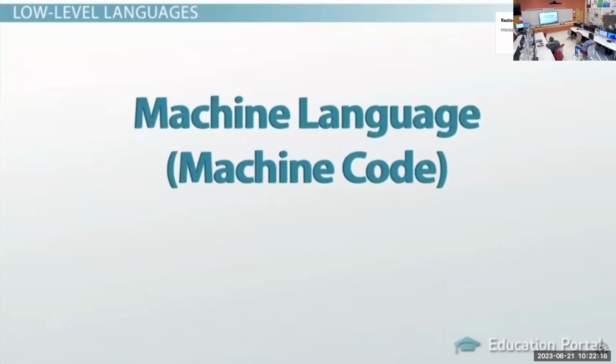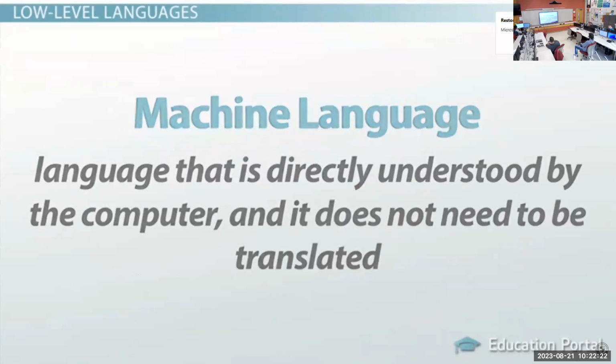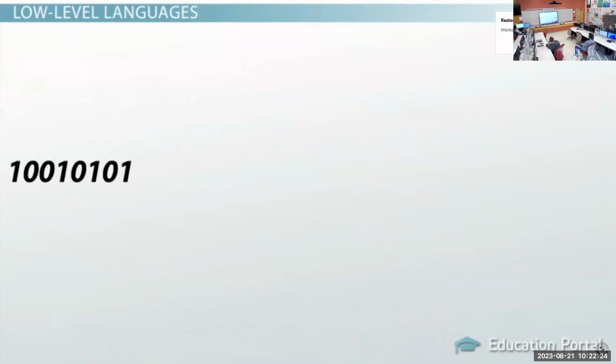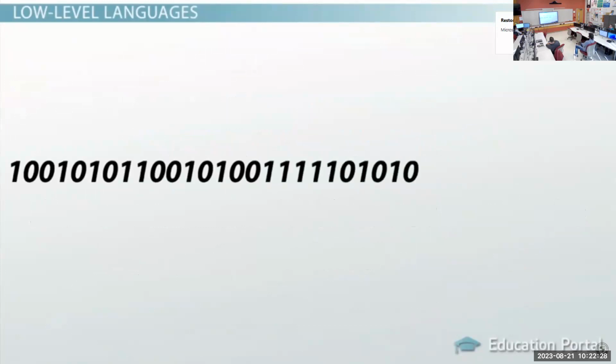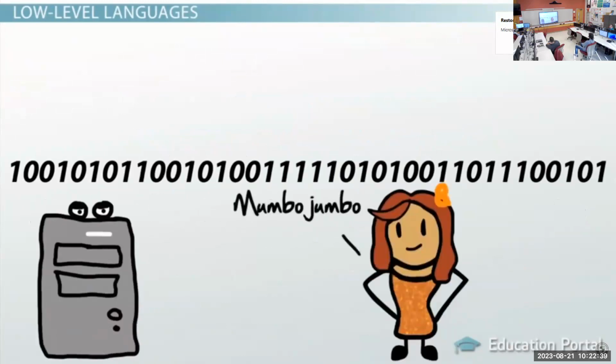Machine language, or machine code, is the only language that is directly understood by the computer, and it does not need to be translated. All instructions use binary notation and are written as a string of ones and zeros. A program instruction in machine language may look something like this. Technically speaking, this is the only language computer hardware understands. However, binary notation is very difficult for humans to understand. This is where assembly languages come in.